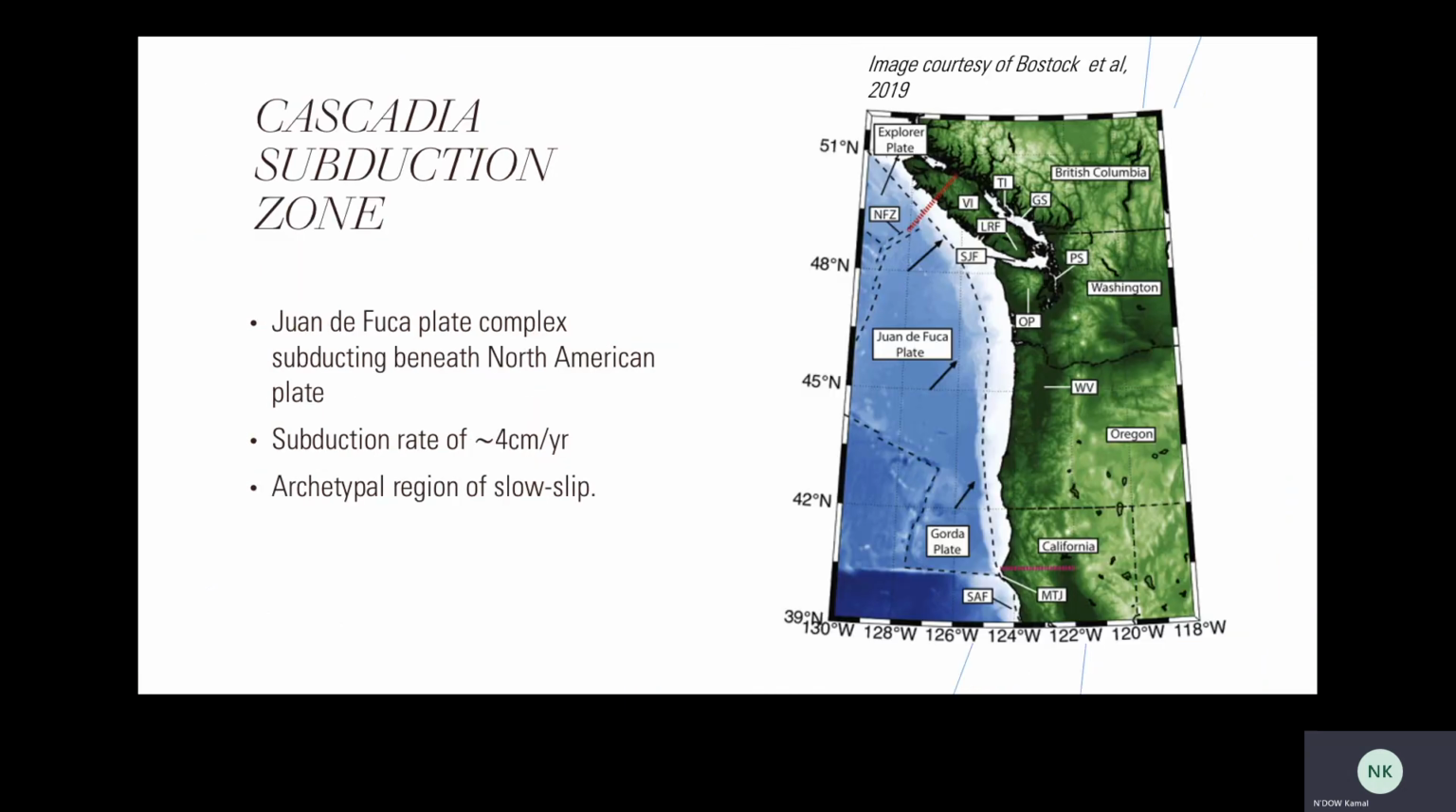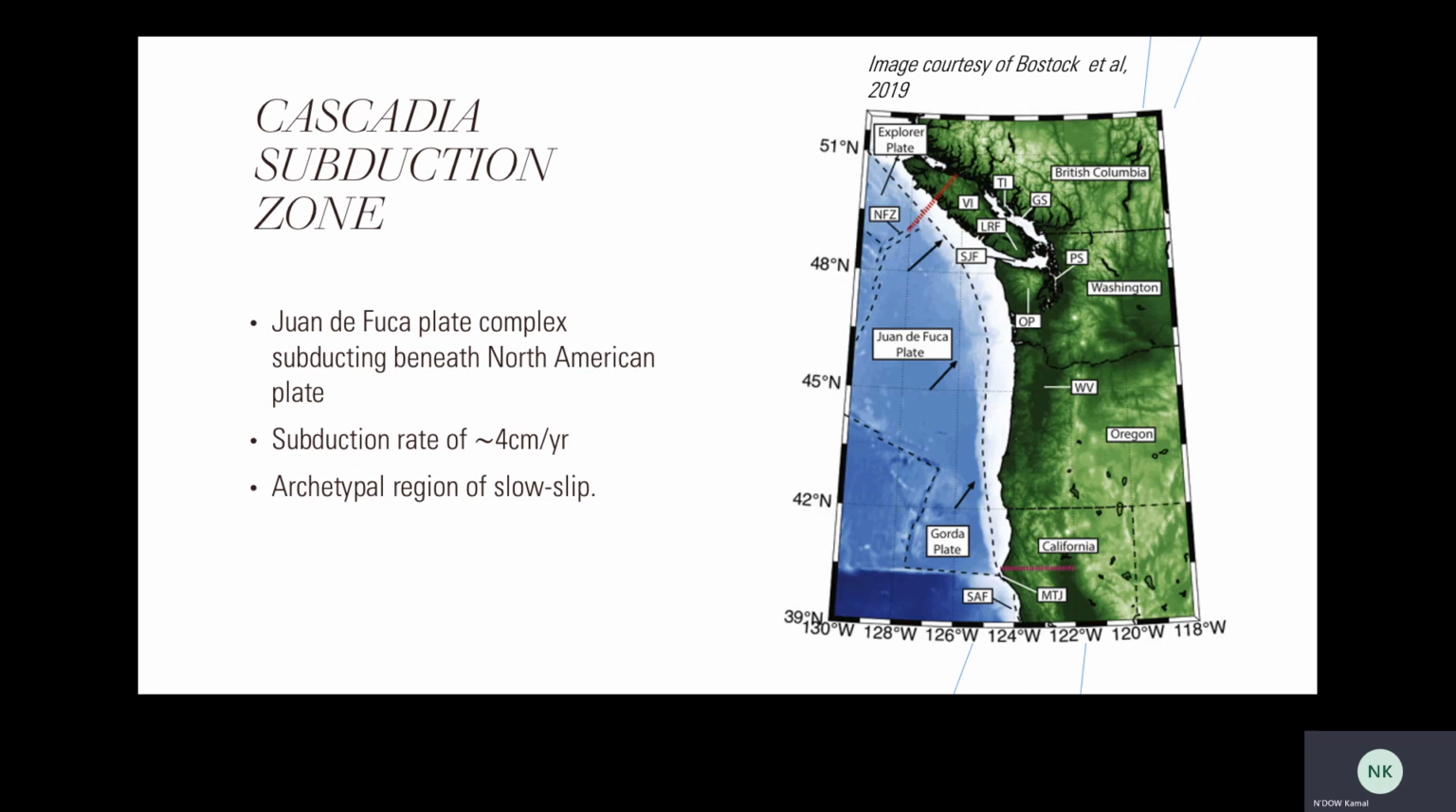The Cascadia subduction zone is a convergent plate boundary where the Explorer, Juan de Fuca, and Gorda plates are moving eastwards towards the North American plate. You can see in this figure the motion vectors of the plates and the general orientation of the subduction, with the North American plate sitting on the east and the Juan de Fuca, Gorda, and Explorer plates sitting to the west.